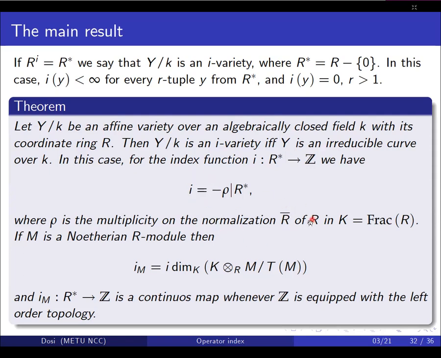Well, that's an index over R, but you can extend. I told about it, so we can extend the index over any module, right? It's going to be like multiplication. It's a multiple of the index with this sort of number, the dimension over K, if it's a field extension, right? It's a sort of field extension. And our index turns out to be continuous with respect to the left order topology.